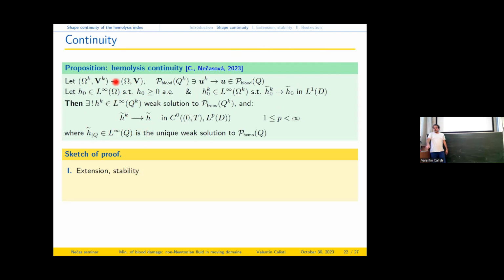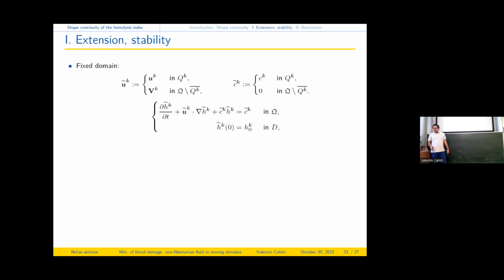We just need to extend the hemolysis equation, which is defined only on the moving domain, to the cylindrical one, to use some stability result found in the literature, and to say that the limit problem, the restriction, is indeed the solution of our problem.